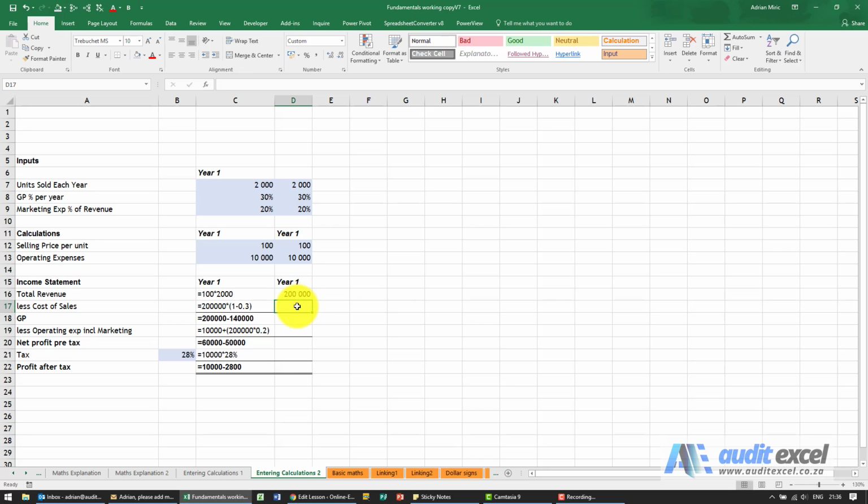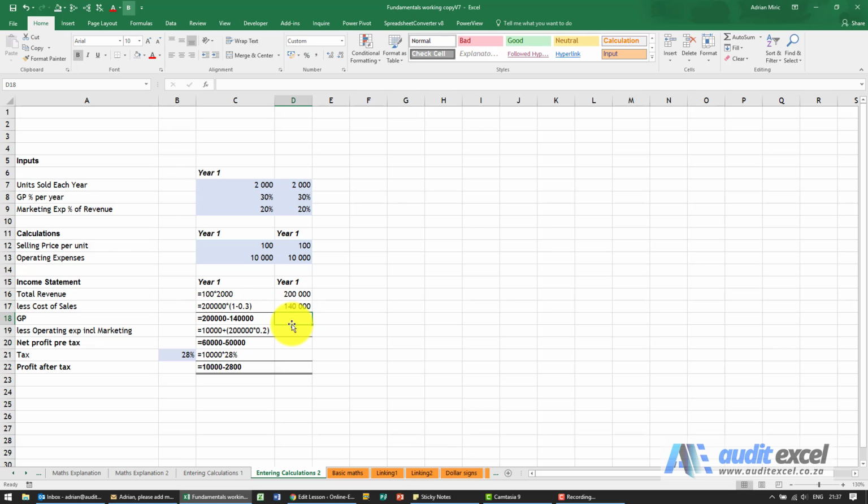So the trick here is I'm going to start with equals, and then wherever you got that 200,000 from, that's where you need to click. In this case, the reason I know it's 200,000 is because I looked at that cell there, the answer. So I'm going to say look over there. Multiply it by, I'm going to say 1 minus, where did I get that 0.3? Well, I happen to look up here, so I can click there and close the bracket. When I click enter, we get 140,000.